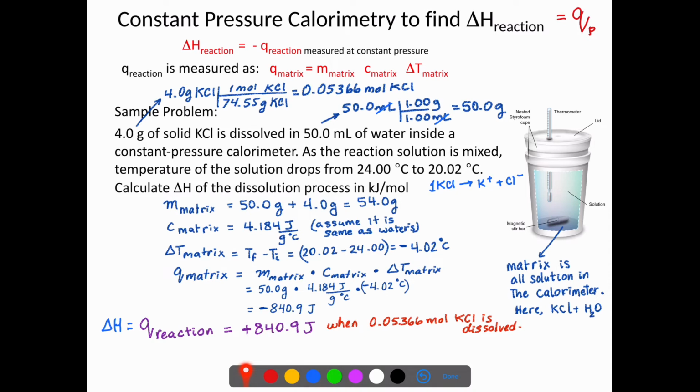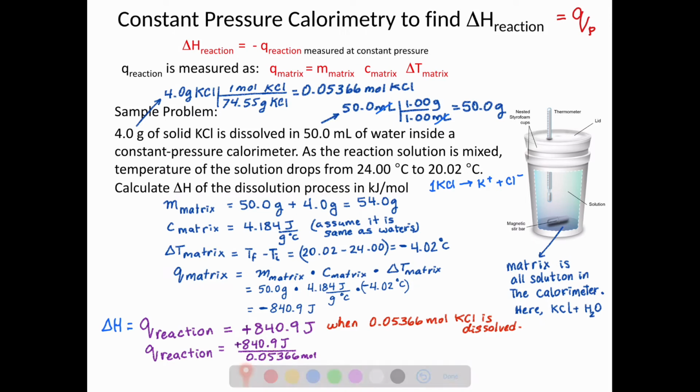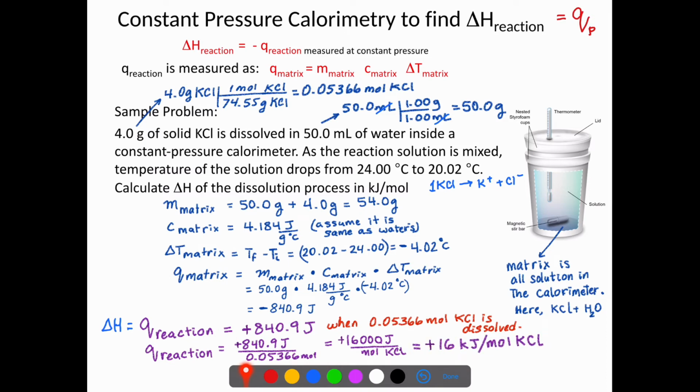Now, how to calculate per mole? Think about the units. You're looking for energy per mole, so you have to divide. So per mole, delta H, Q reaction per mole is going to be 840.9 divided by that. That's going to tell you how much it is per mole. You can round that off to two significant digits because we have two sig figs here. And that's going to be 16,000 joules per mole of KCl dissolved, which is 16 kilojoules. So basically dividing by 1,000 will turn that to kilojoules. So that's positive 16 kilojoules per mole of KCl dissolved.